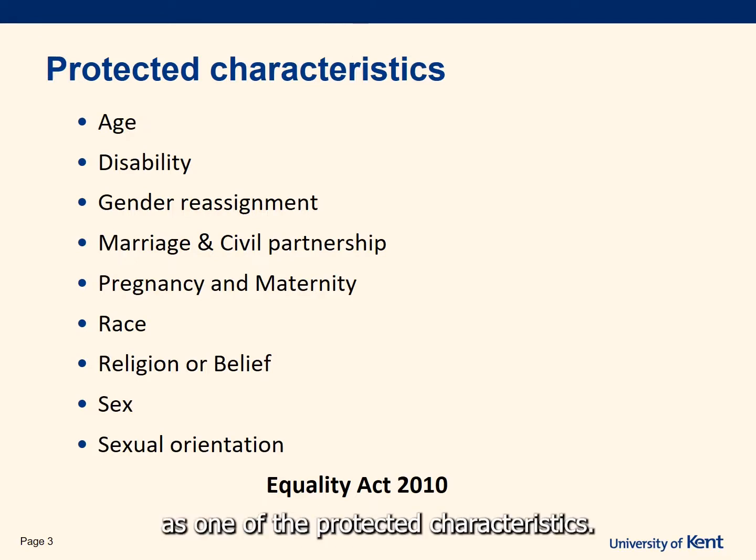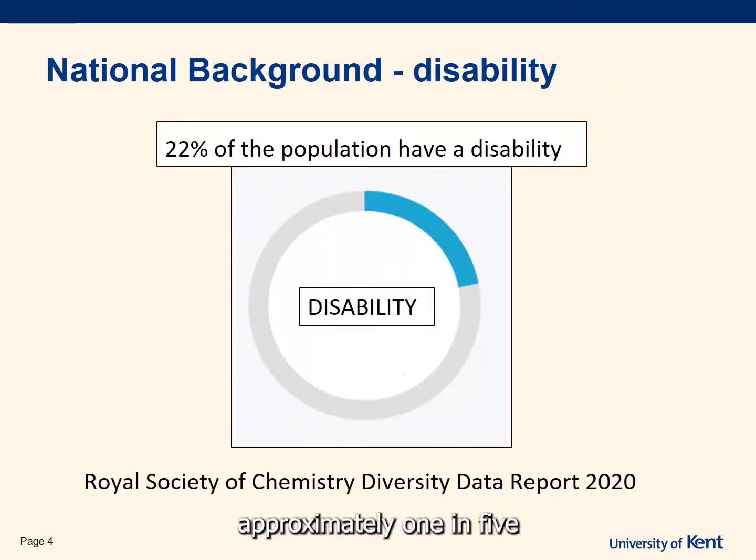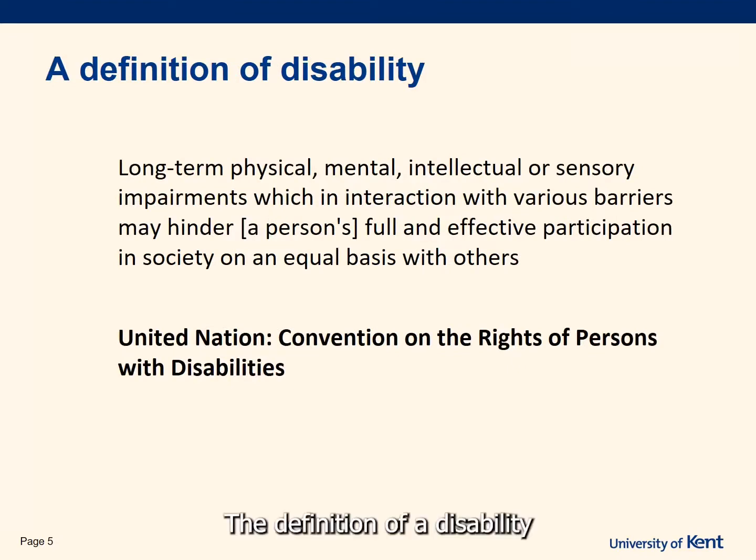Disability is defined as one of the protected characteristics under the Equality Act 2010. Approximately 1 in 5 people are estimated to have a disability in the UK. A definition of a disability is some type of impairment which, in interaction with various barriers, may hinder full and effective participation in society on an equal basis with others.